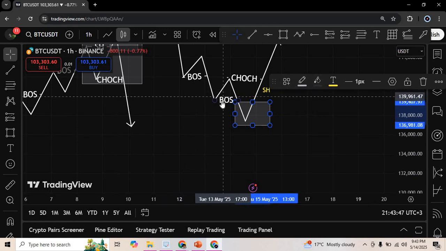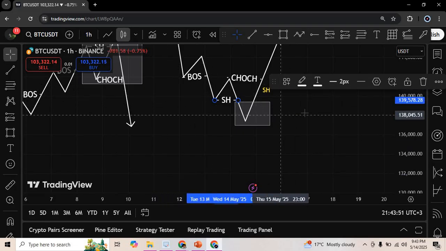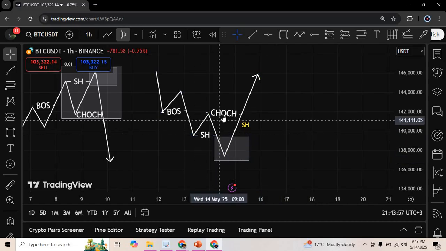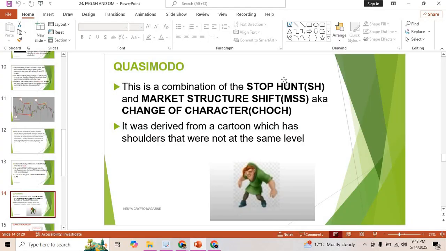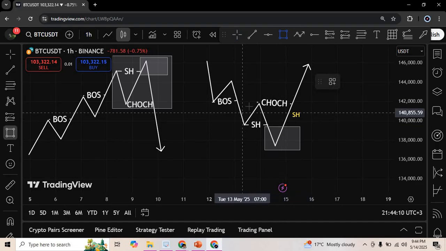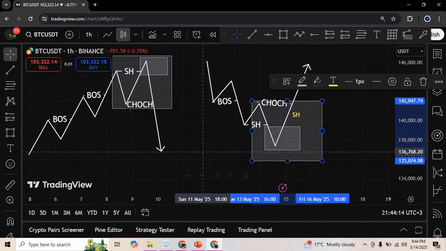So that means we can change this to what? A stop hand instead of a break of structure. So a combination of a stop hand and a change of character. You see the notes. What people call, we name as Quasimodo. A Quasimodo pattern. This part here is our Quasimodo pattern.